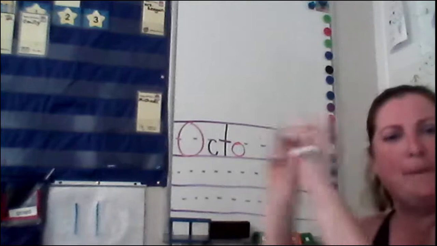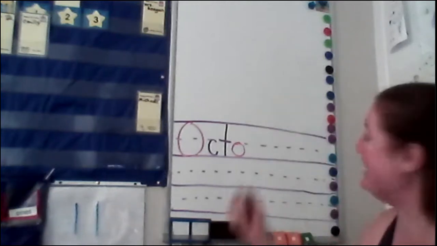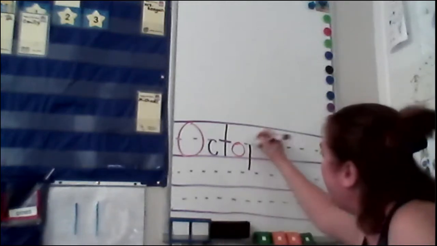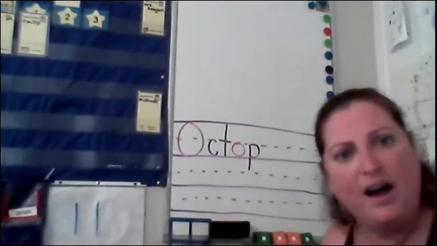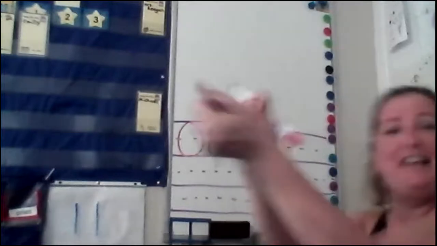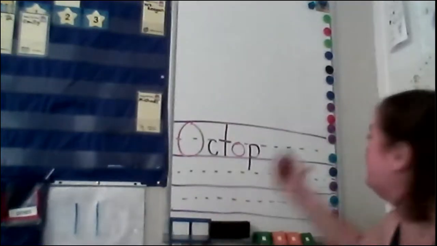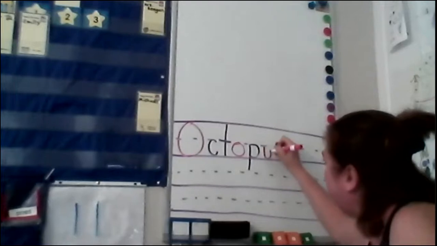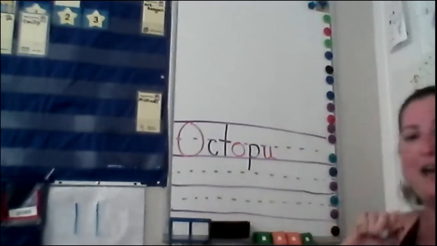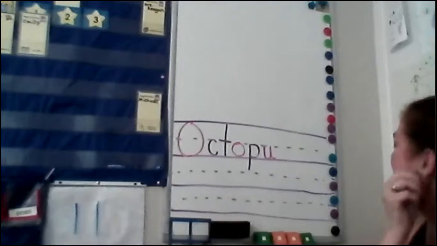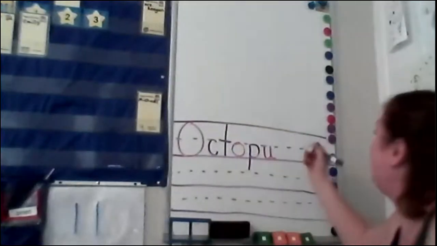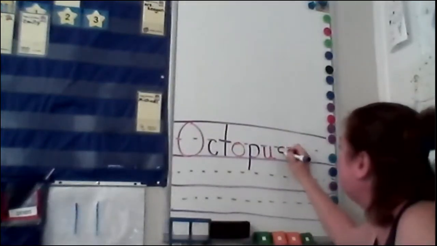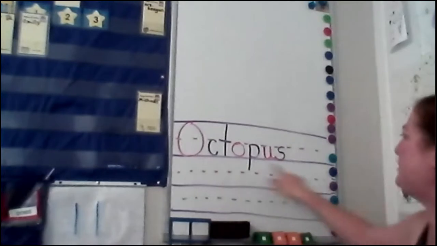What goes next? I hope you said the letter P. And that's a line down and a rainbow to the side. Octopus. That's a U, and that's a short U. So I'm just gonna do an upside down rainbow with a tail, okay? Octopus. That's an S. So I'm going to do a swirl. So now we have the word octopus, okay?